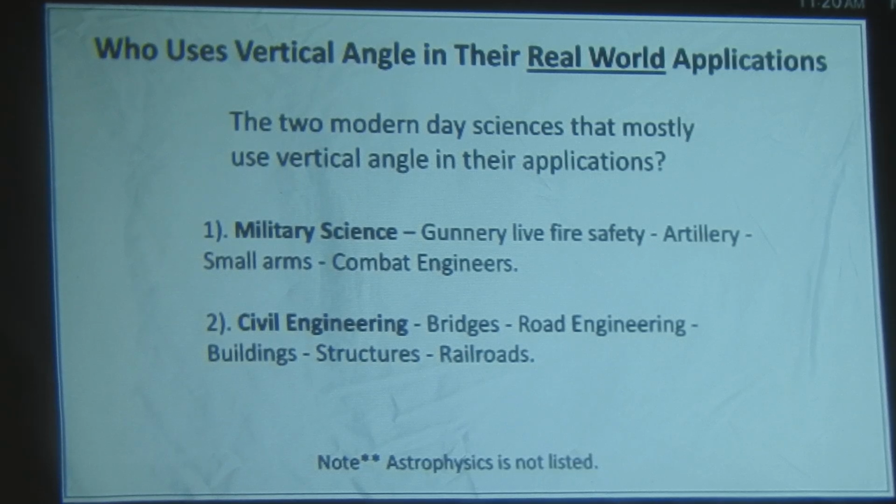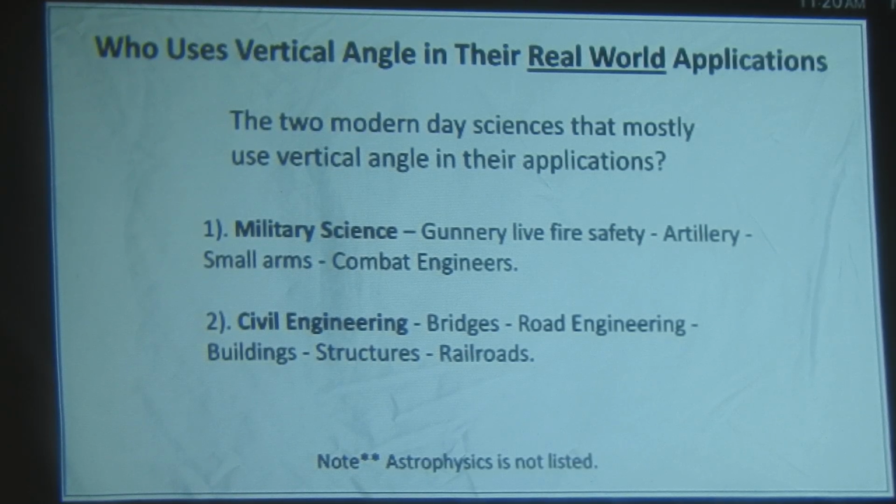The two modern-day sciences that mostly use vertical angle in their real-world applications: military science, gunnery, live fire safety, artillery, small arms, combat engineers, all use vertical angle. We'll give you an example of that. Civil engineering, the other major science: bridges, road engineering, building structures, and railroads. Note astrophysics is not listed because they're using equations and size ratios. They had to go outside and do equations to make their model work. But it's not what we actually physically experience and what we actually physically see. And again, using basic geometry and testing.